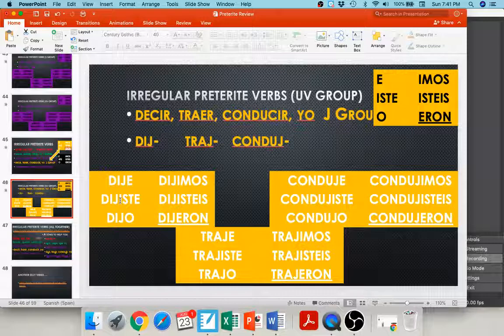When we add our endings on there, we get dije, dijiste, dijo, dijimos, dijisteis, and dijeron. Notice not dijieron, but dijeron. Traje, trajiste, trajo, trajimos, trajisteis, and trajeron. Not trajieron, but trajeron. Just E-R-O-N. So basically the J group in the third person plural loses the I. And then conduje, condujiste, condujo, condujimos, condujisteis, and condujeron.